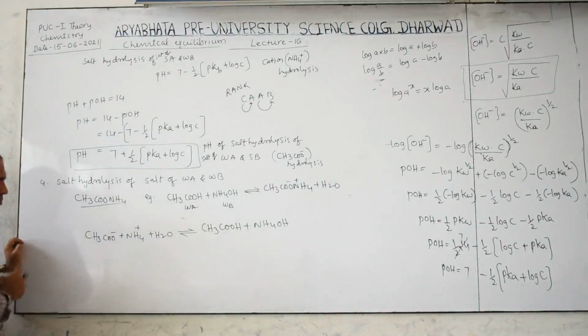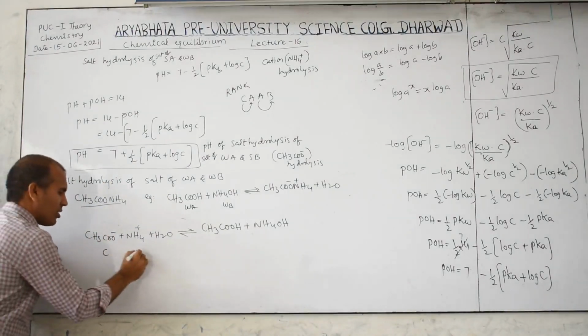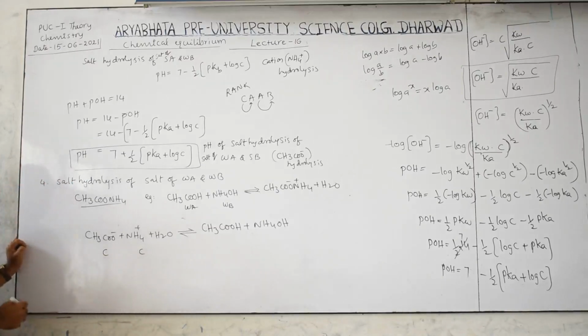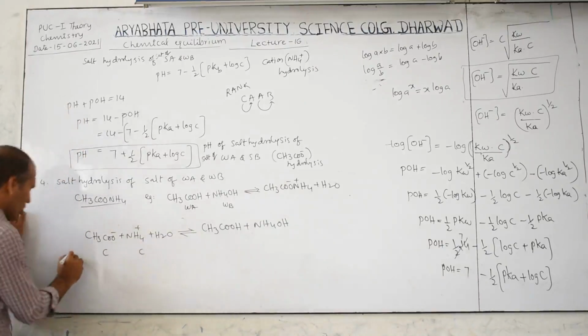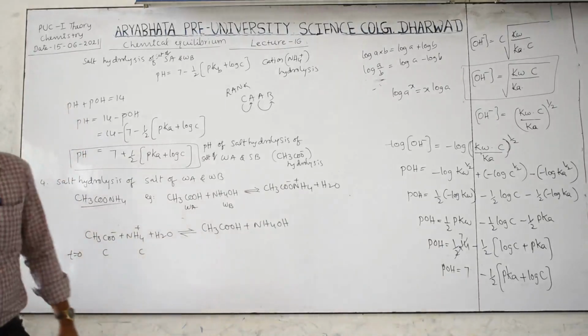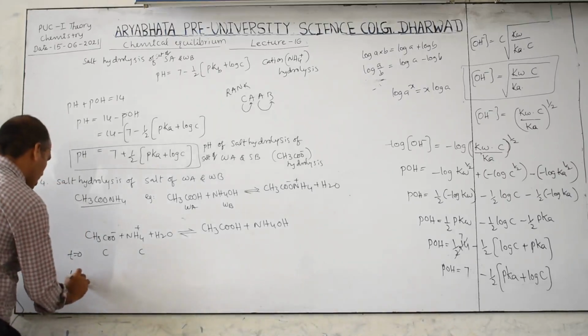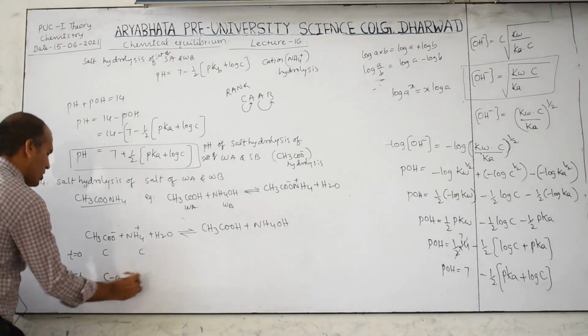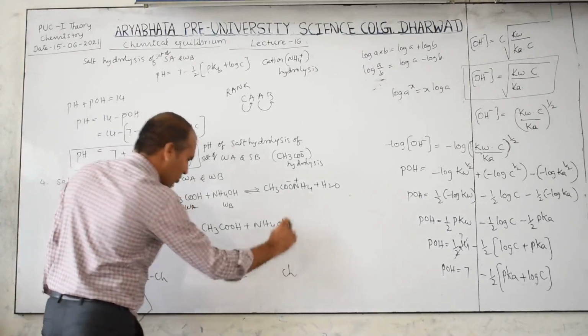Now weak acid, weak base. Now this has concentration C, then this also has concentration C. If these are the C concentration, this is liquid, do not consider it. At t equal to 0 time, and then at t equal to equilibrium time, it is C minus Ch, C minus Ch. Then here Ch is formed and this is Ch formed. Clear?